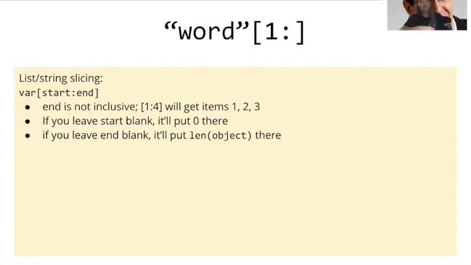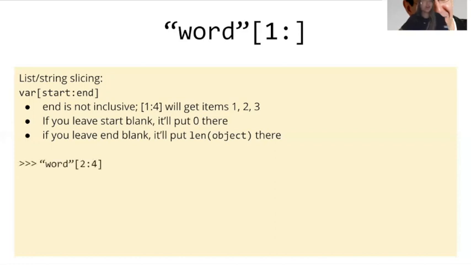And then, as I mentioned before, if you leave the start blank, then it'll automatically put 0. So if you leave the first number blank and just start off with a colon, then Python will automatically start from the first item. And the same goes for the end. It'll automatically put the length of the object there, which will go to the last item.